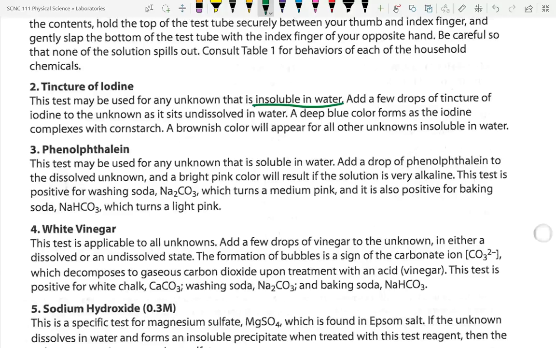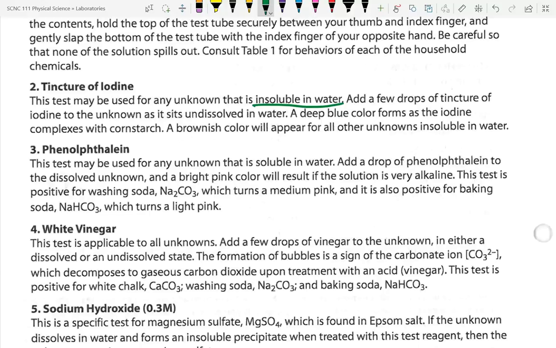And that iodine smell reminds me of working at the dairy. Now I look at this and I put the iodine in. Add a few drops of iodine to the unknown as it sits undissolved in water. A deep blue color forms as the iodine complexes with cornstarch. The brownish color will appear for all others.